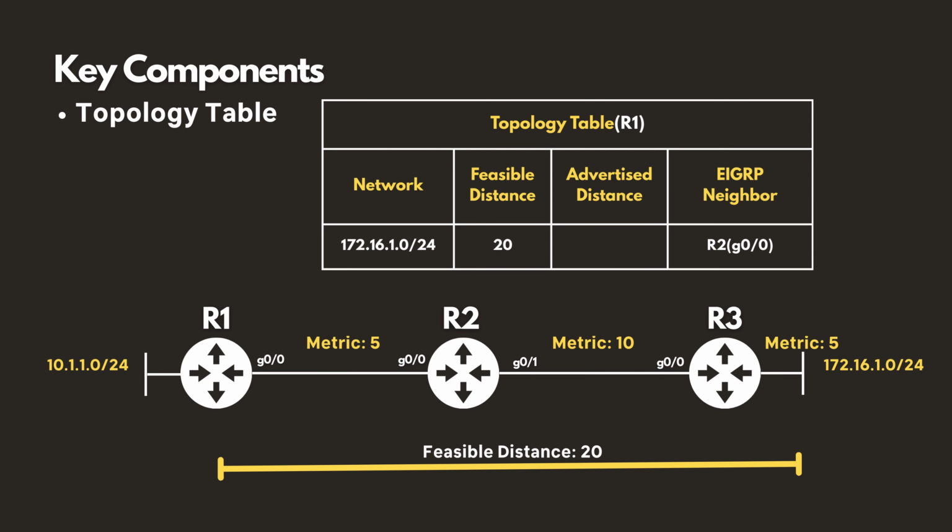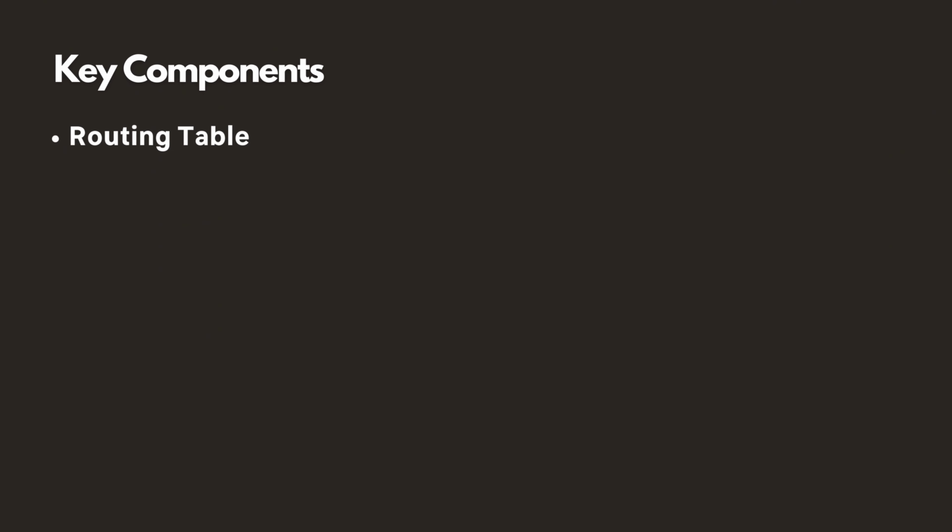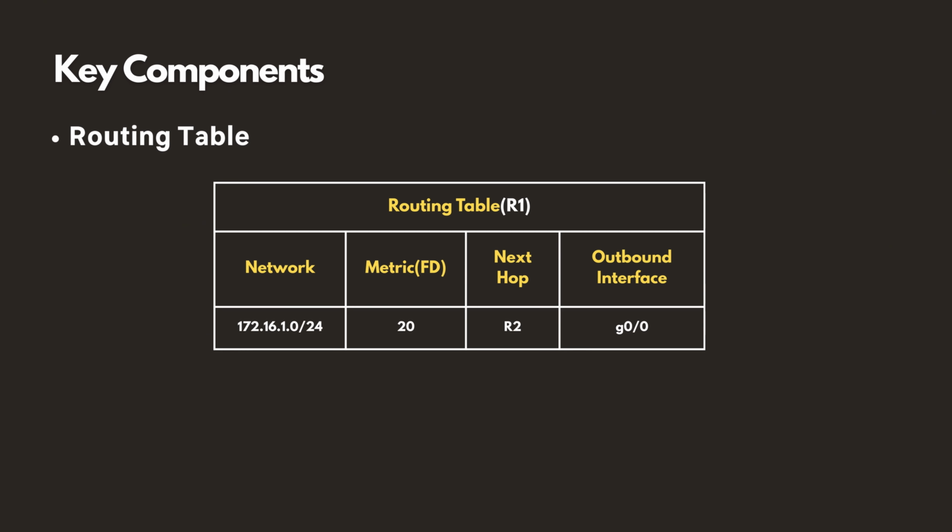Feasible distance is the metric from the local router's perspective, and advertised distance is the metric from the next hop router to the destination. After calculating the feasible distance and advertised distance, EIGRP will choose the best path and put it in the routing table. It only contains the best routes that DUAL has determined to be loop-free.